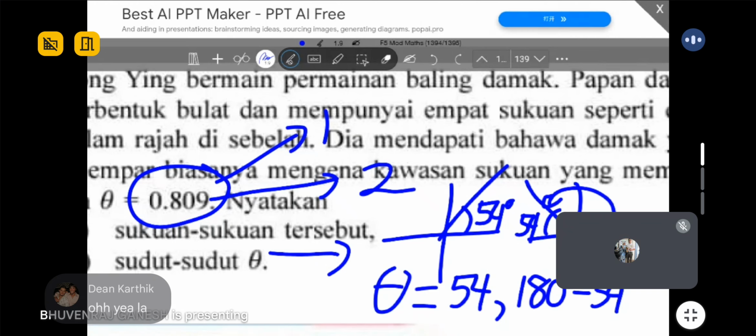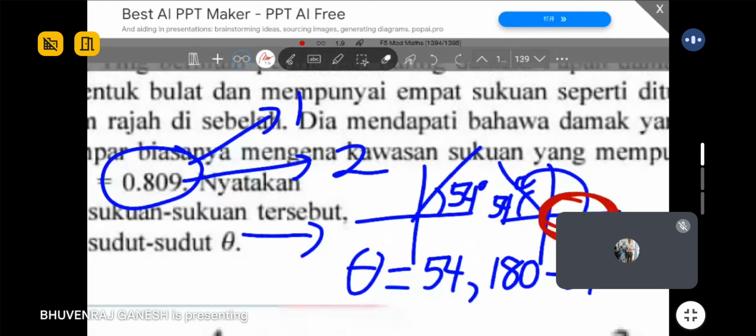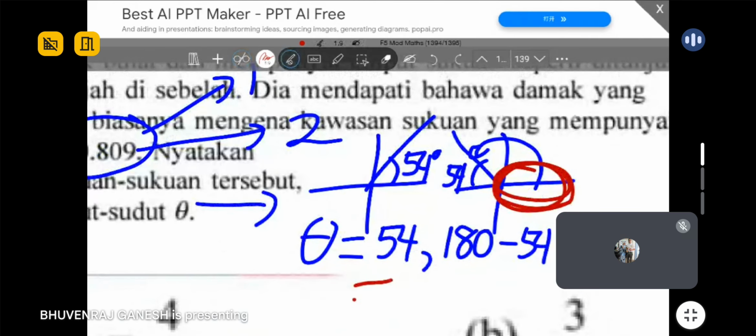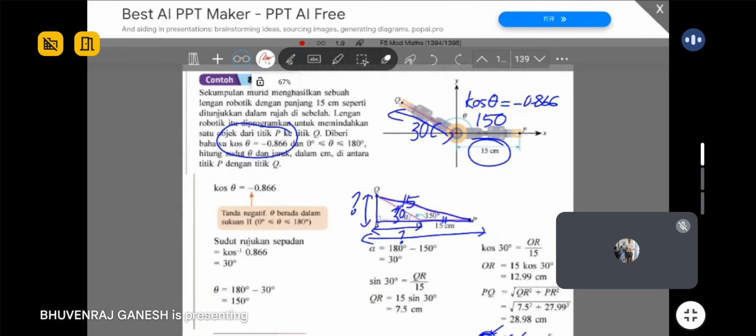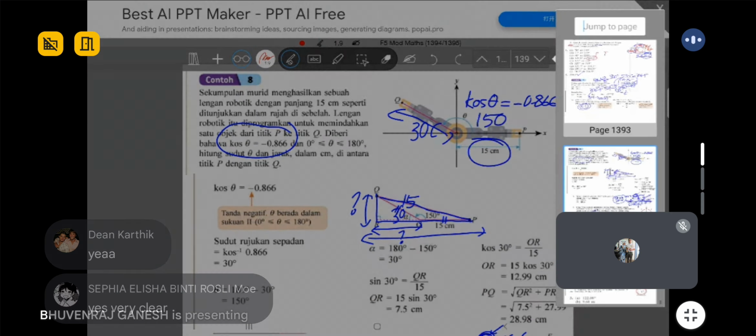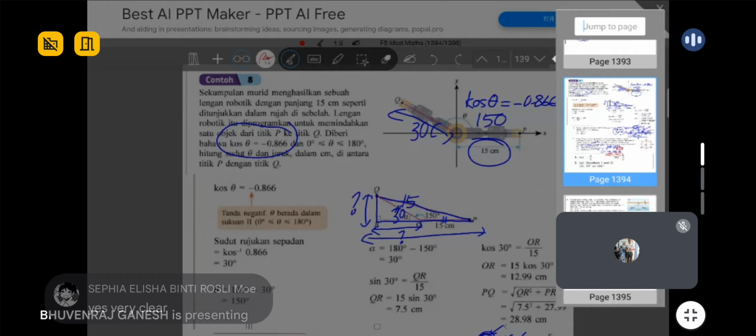What is the meaning of positive x-axis, guys? Positive x-axis means that only here, kita boleh ukur dari sini saja ke mana-mana dalam kuadran. Only on the right-hand side of x-axis. No other place. Okay? So, that's why your answer will be 54 and also 126. Okay, guys? Can you all understand? Clear? So, this is your two answer for this question. Clear?